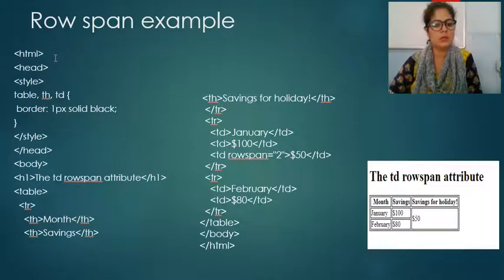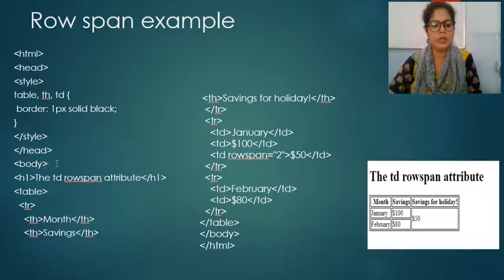The first tag is the HTML tag. Start with the HTML tag, then the head tag. In the head tag, I have used the style tag. The style tag is used to provide styling to the table. It is your choice; you can even skip that part. Here I have used the TH tag and TD tag, and the style of the border is 1 pixel solid black. This is the style of a border. Style close, head tag close, and then body tag open.